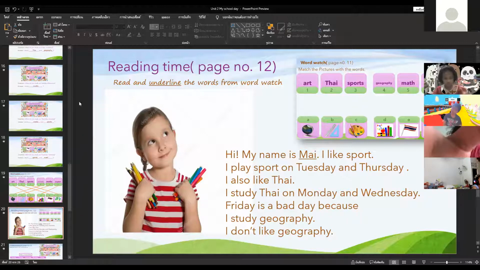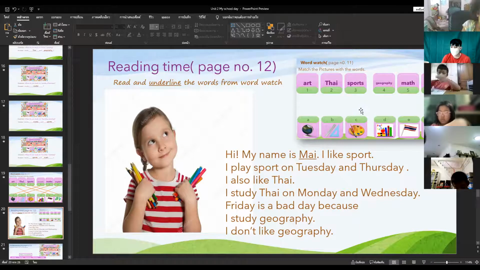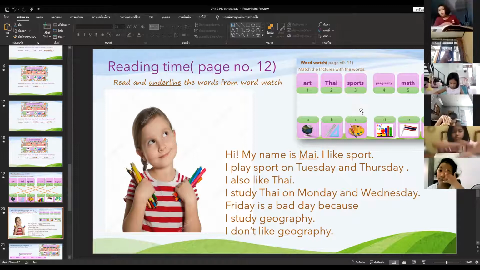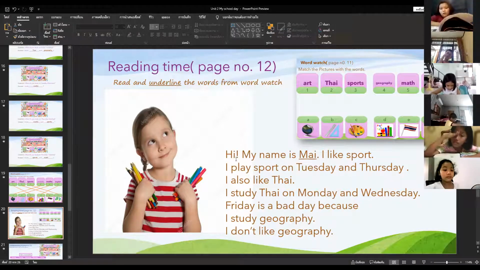Page number 12. Look at the book. Read and underline the words from the word watch. This is the word watch. Page number 12. Read, underline. Okay, everybody read.